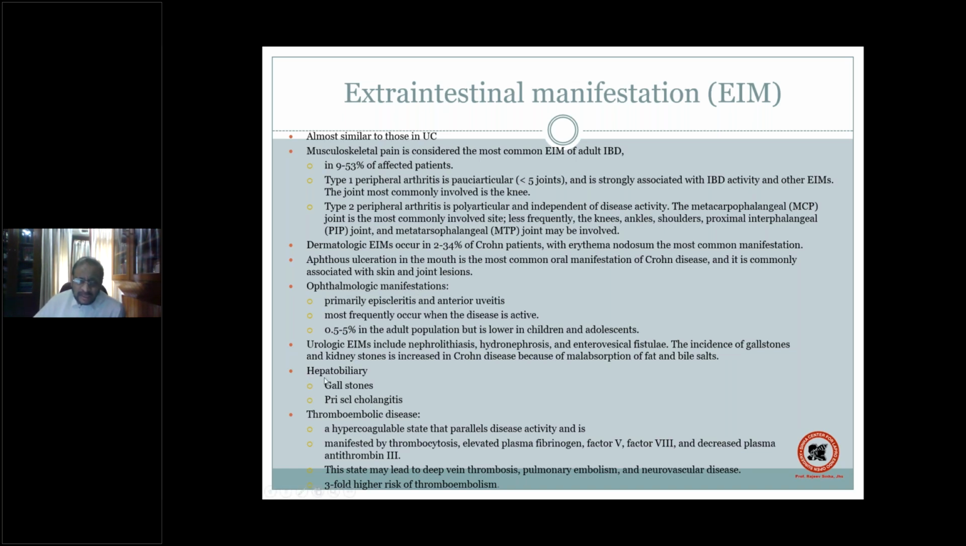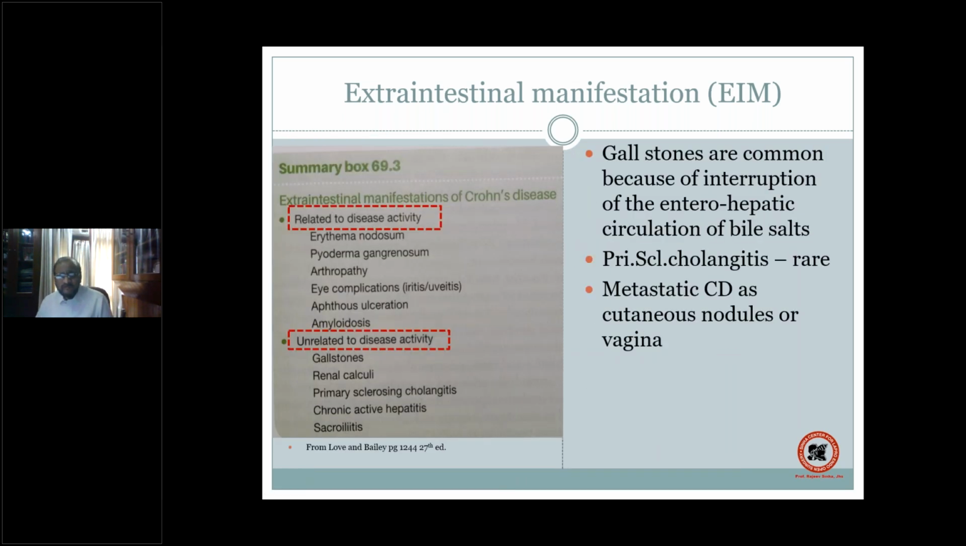Urological manifestation, hepatobiliary, gallstone very common, primary sclerosing cholangitis less common. Thromboembolic diseases can also be found in Crohn's disease. So you have a whole range of a number of associated extraintestinal manifestations. What is important when we talk about the extraintestinal manifestations is whether that manifestation is related to your disease activity or not.